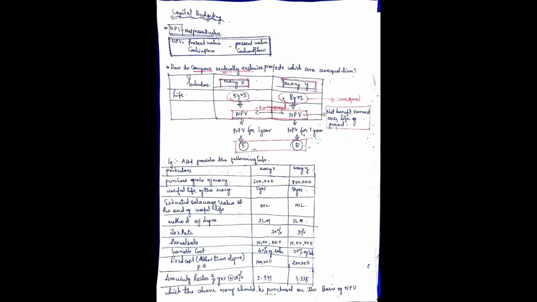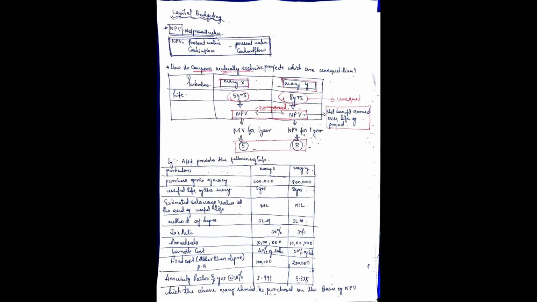Variable cost of machinery X is 40% of sales. Variable cost of machinery Y is 30% of sales. Fixed cost other than depreciation per annum for machinery X is 1 lakh and for machinery Y is 2 lakh. Annuity factor for 5 years, the machinery X life, and 8 years, the machinery Y lifetime, at 10%.